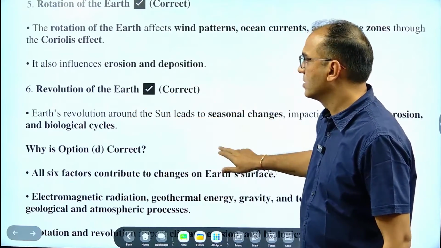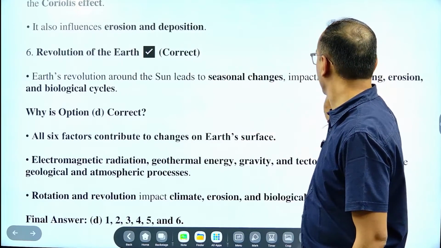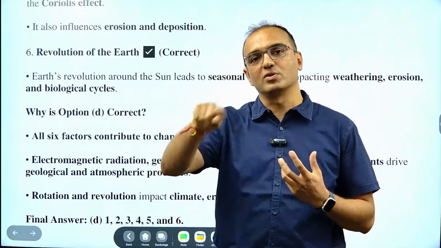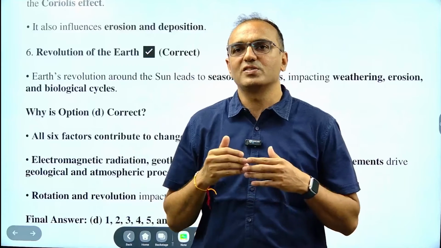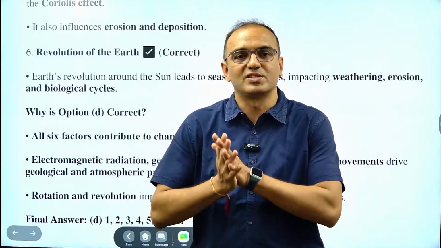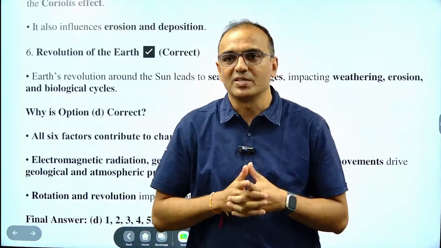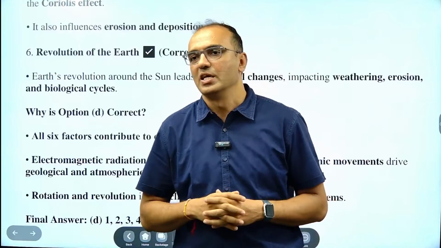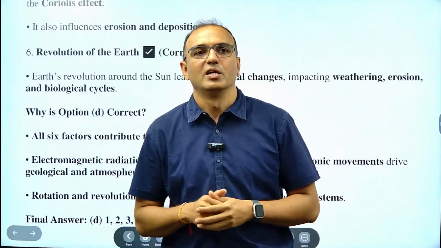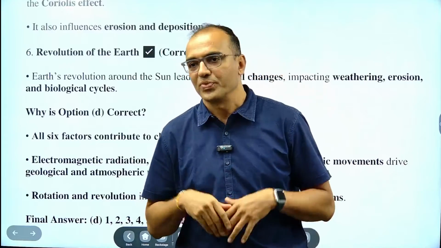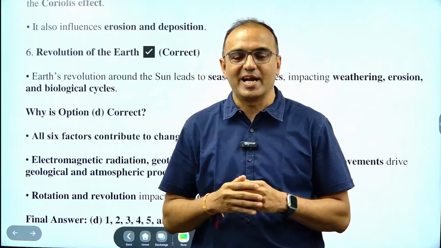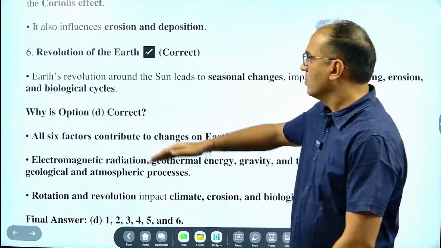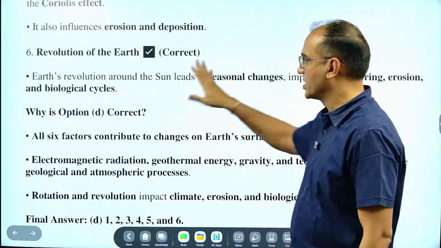Now, revolution of the earth, again, this leads to seasonal changes, weathering, erosion, biological cycles, right? So when we talk about revolution of the earth around the sun, it causes seasons. We know that. Now, if there are different seasons, there is difference in the duration of day and night. There is difference in the amount of insolation, that is incoming solar radiation, received at a particular place. That brings about variations in temperature, which may result in variation in pressure. That may result in variation in wind, right? And that ultimately results in variation in the rate of weathering or erosion. So biological cycles, seasonal changes, weathering, erosion, and so on.